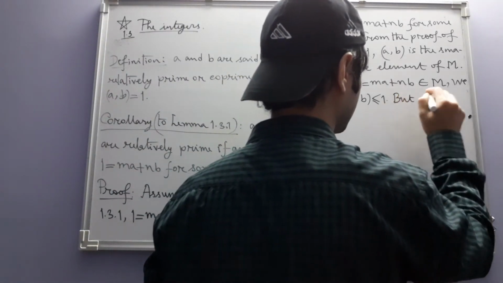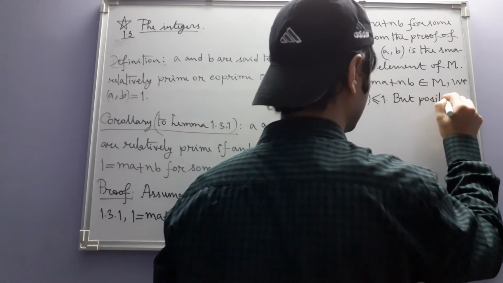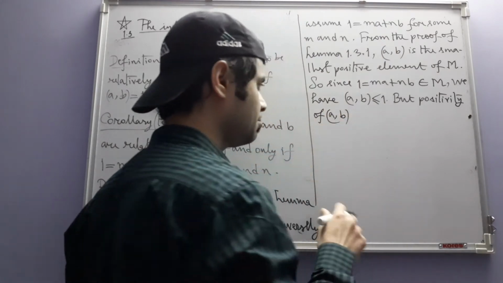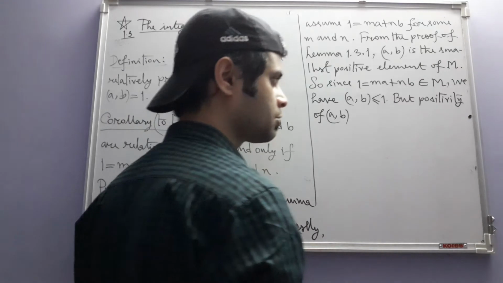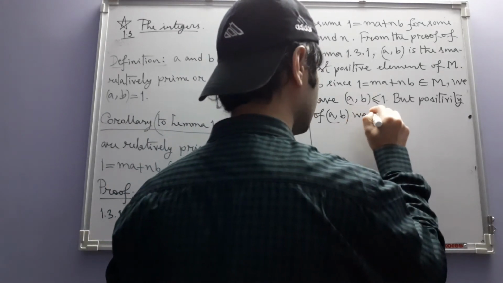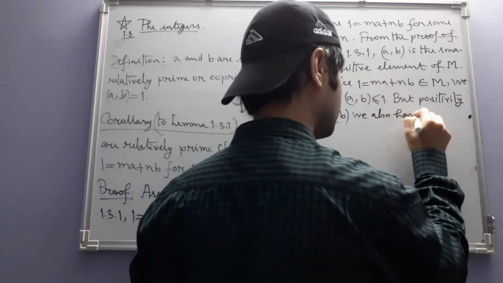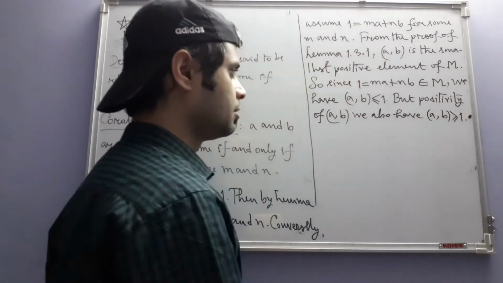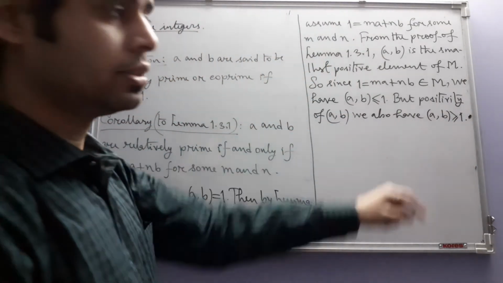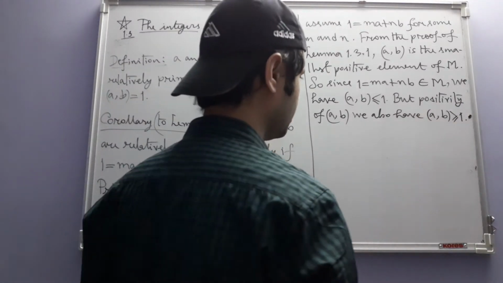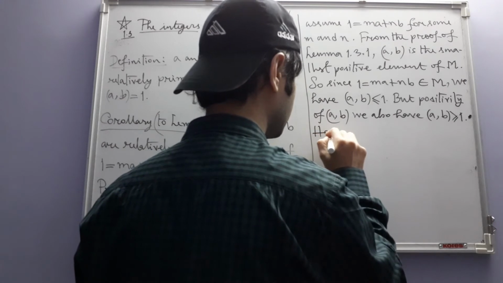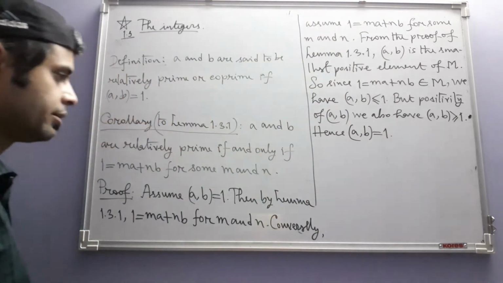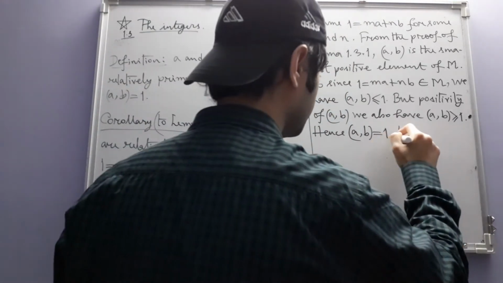But positivity of the GCD, because GCD by definition is a positive integer, and since 1 is the smallest positive integer, we also have the GCD of A and B is greater than or equal to 1. So using these two inequalities, we have equality by the anti-symmetry of order relation. Hence, the GCD of A and B is 1, that is A and B are relatively prime, and that's how we get the proof of this corollary.